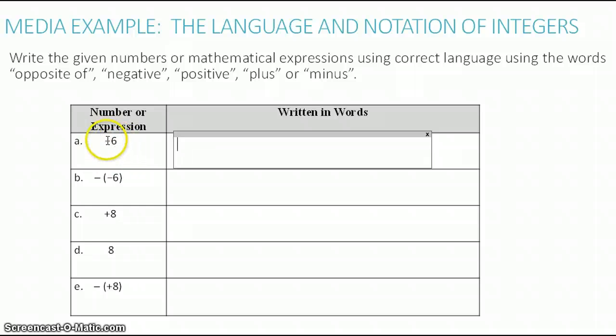So notice for this first one, we can refer to this as -6 or the opposite of 6. It's more common to use -6, so that's what we're going to write. Notice that there's nothing in front of it, so we're not combining it using subtraction, so we're not going to use the word minus. So let's just write -6.